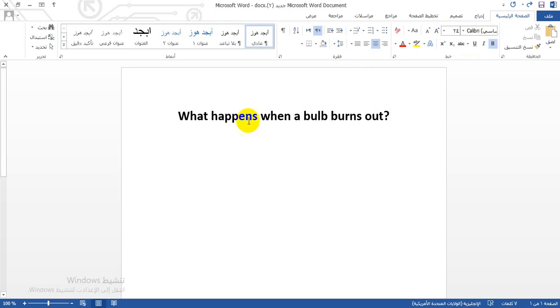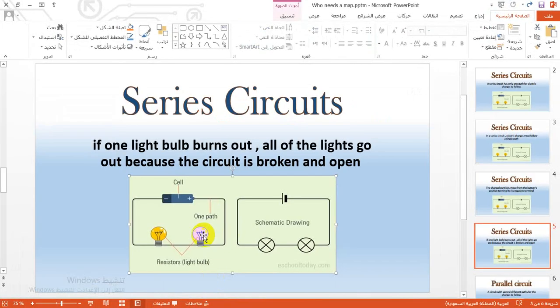Okay, what's happening when a bulb burns out in series circuits, guys? In series circuits, what will happen if one bulb is open or burned out? What will happen exactly? So what will happen when one light bulb burns out?